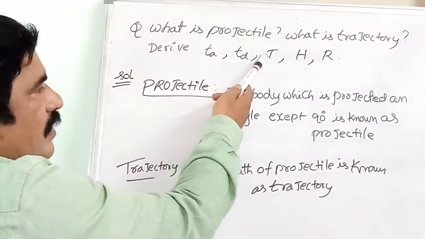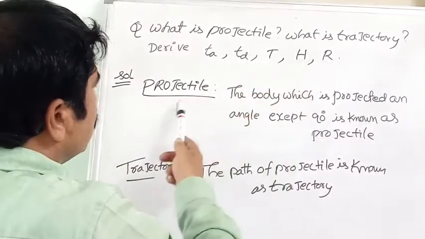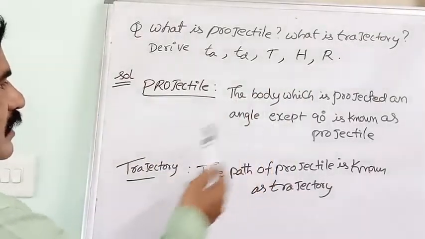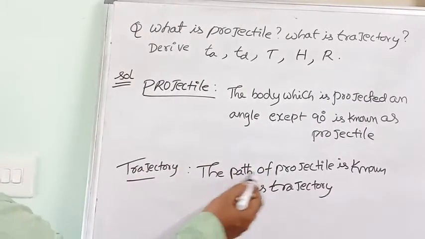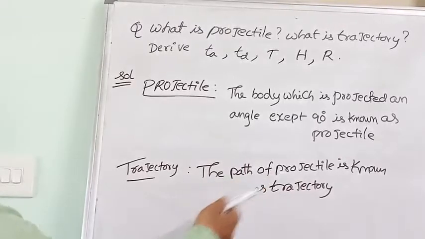The next question is, what is projectile, what is trajectory, and derive expressions for time of ascent, time of descent, time of flight, maximum height and range. Now a projectile is any body which is projected at an angle except 90 degrees. The projectile's path is known as trajectory.